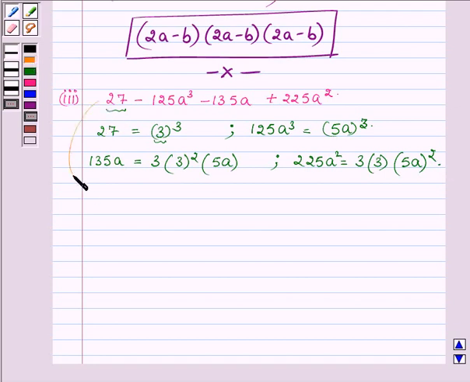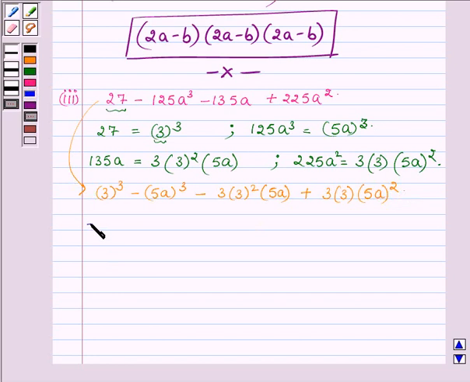So 3 whole cube minus 125a cube can be written as 5a whole cube, then minus 135a can be written as 3 into 3 square into 5a, and we have plus 225a square, which can be written as 3 into 3 into 5a whole square.